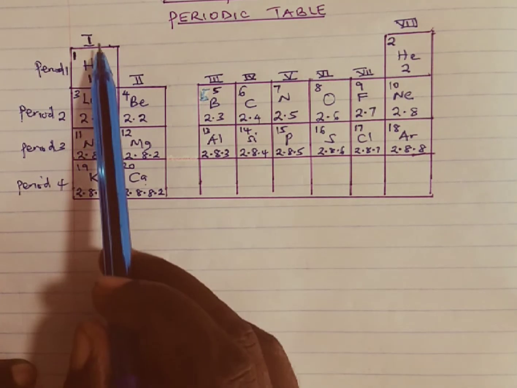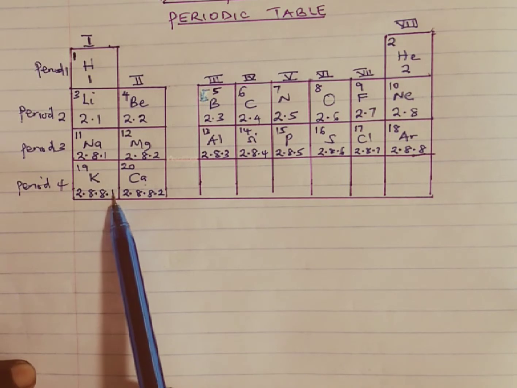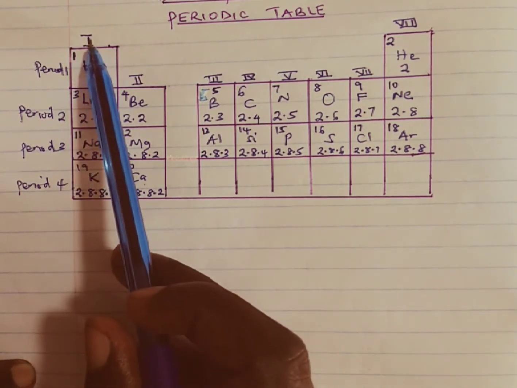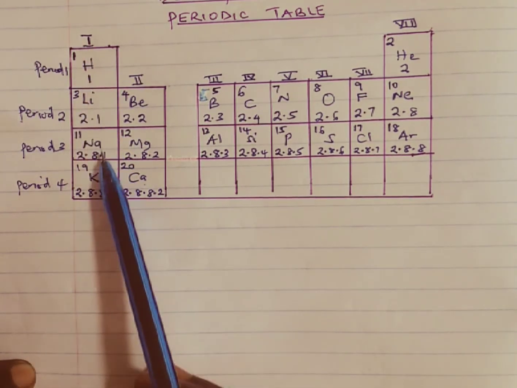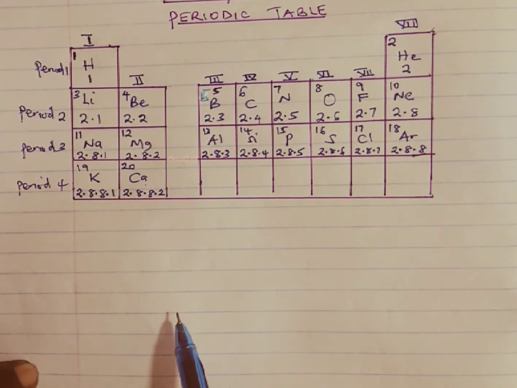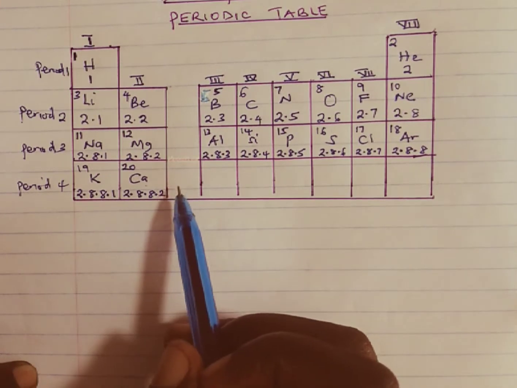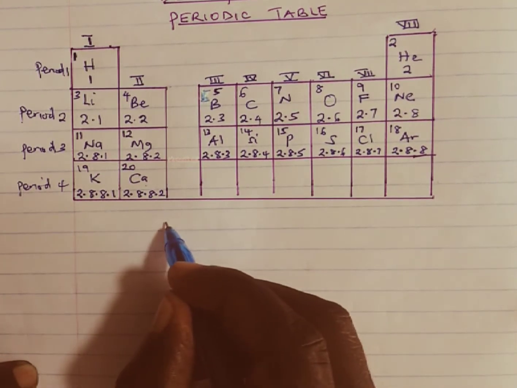So if you want to identify the group, you look at the number of electrons in the outermost energy level. Since all group 1 elements have 1 electron in the outermost energy level, they are found in group 1. So let us look at the periods and the groups.